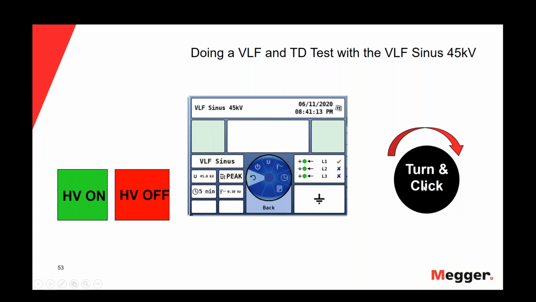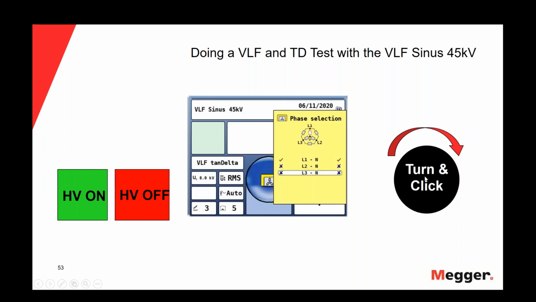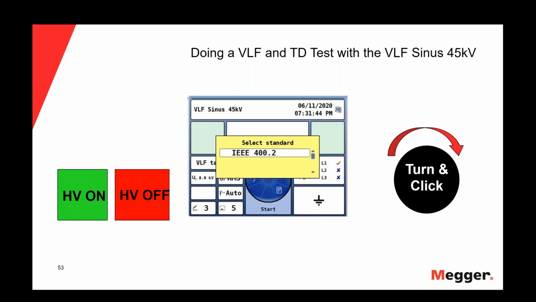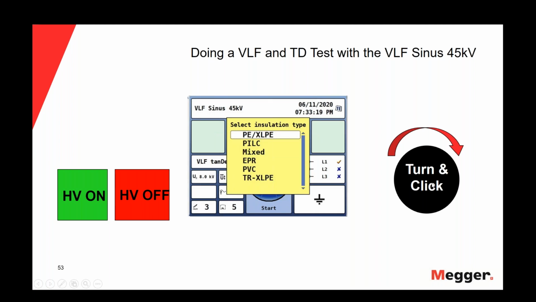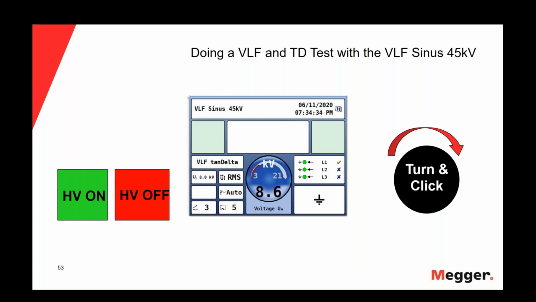Now, if I want to do a tan delta, the only thing I need to do is to click on the back arrow, and I need to select the tan delta option. I click on tan delta. I select, in this case, the phase L1. I need to select the standard under which I will run my tan delta test. I will click on IEEE 400.2. I need to select the insulation type. I will select PE and XLPE insulation.